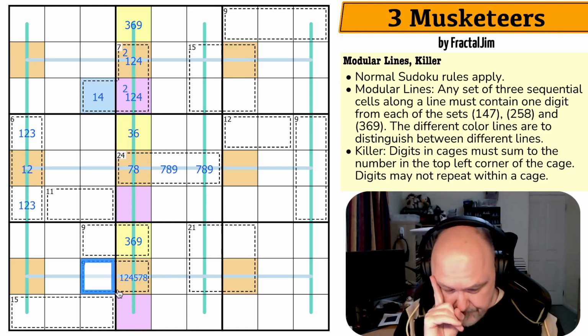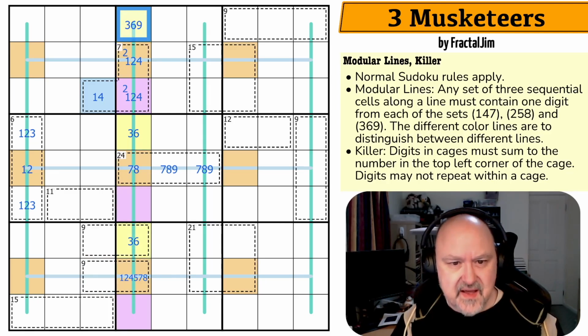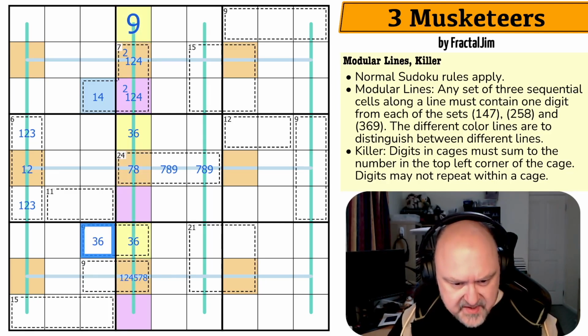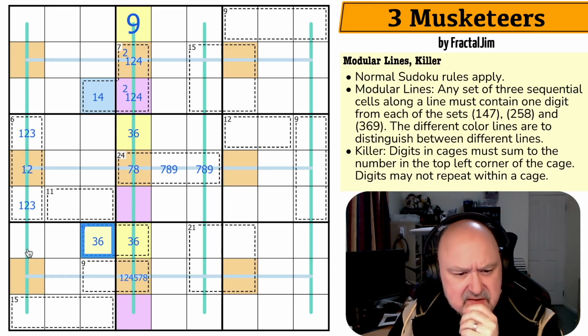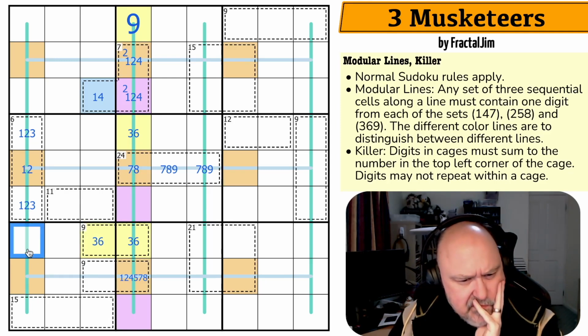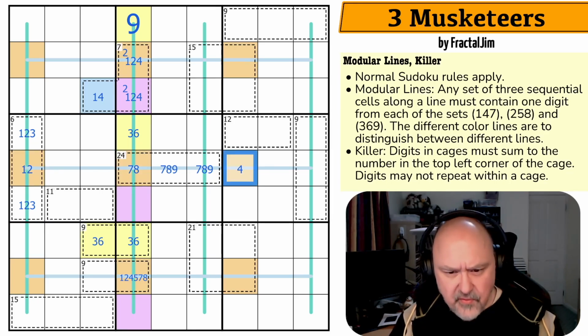But what's this? Well, this is from 369 and it's not 9. So there's a 3-6 pair. This is the 9 because this is also 3-6 in order to make this 9 work. So this is another yellow. These are the same. So if this is 1-7, this is 4. And if this is 2-8, this is 5. So this has to be in those positions.